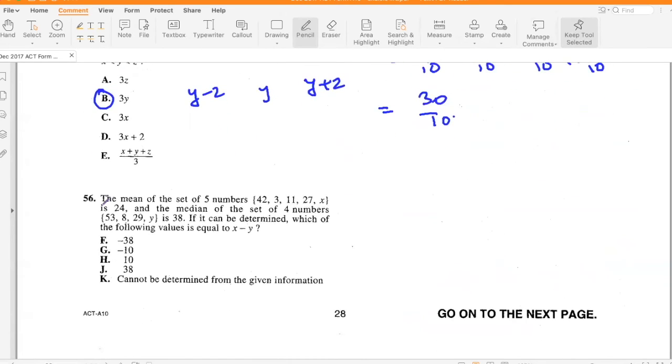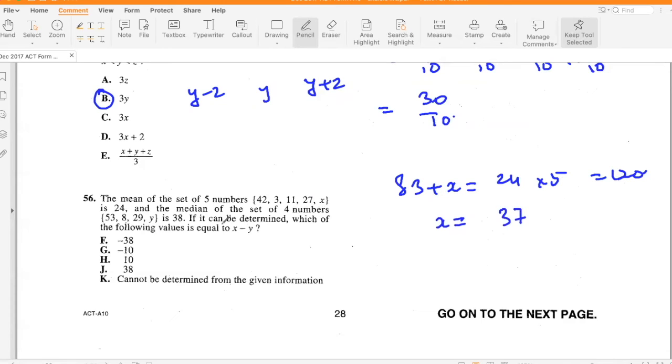The mean of the set of 5 numbers is 24 and the median of the set of 4 numbers is 38. If it can be determined, which of the following is equal to x minus y? So the mean of these will be the sum divided by 5. So 45, 55, 56, 56 plus 7, 63, 83. So 83 plus x is 24 into 5, which is 120. So x is 37, right?